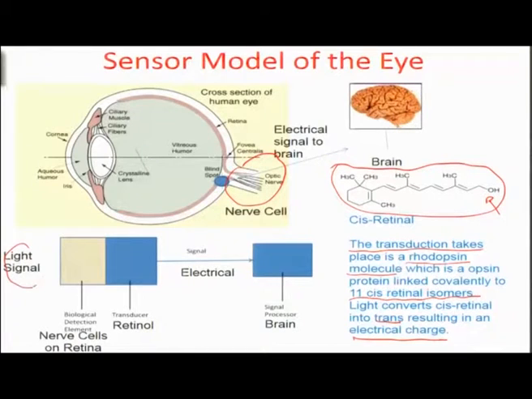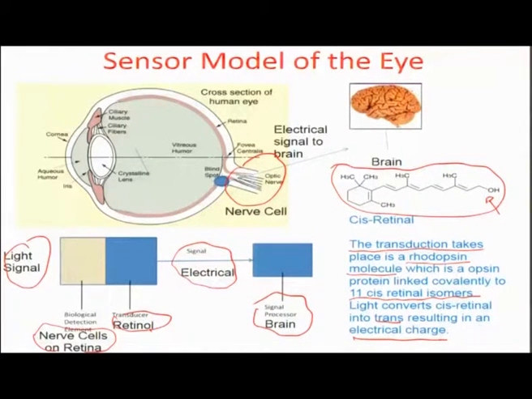So here the light signal is the analyte of interest. The nerve cells on the retina formulate the recognition element. The retinal molecule, as a protein, the opsin protein on the retinal cells, works as a transducer. Their change in state results in a bunch of electrons, which are transmitted as an electrical signal through the optic nerve all the way to the brain, which acts as a signal processor in this particular case. So this is the sensorial view of the eye.